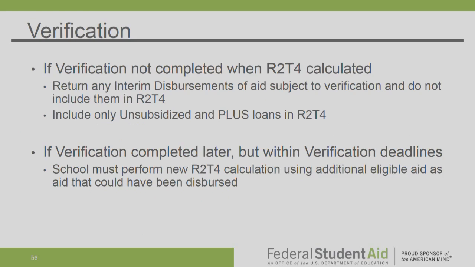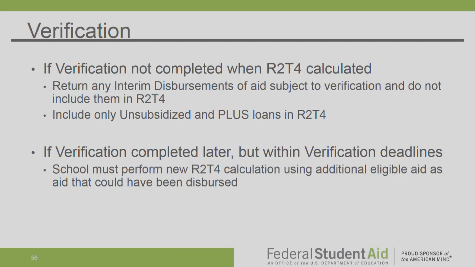And there's also some items about verification that we wanted to discuss. So if verification is not completed when a return of Title IV calculation is performed, you need to return any interim disbursements of aid that are subject to verification, and you must not include them in the R2T4 calculation. In that case, you would only include a student's unsubsidized loans and PLUS loans in the calculation. And if verification is completed later, but still within verification deadlines, even if the student does not return to the institution, you still need to perform a new R2T4 calculation with the additional funds included as aid that could have been disbursed. So we would expect you to redo that calculation, get those funds processed as quickly as you can.